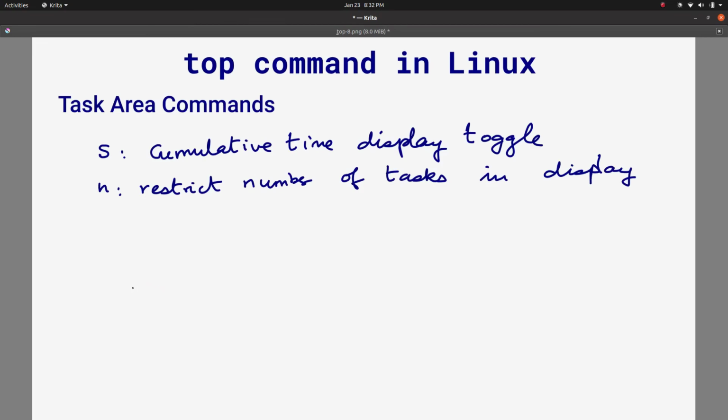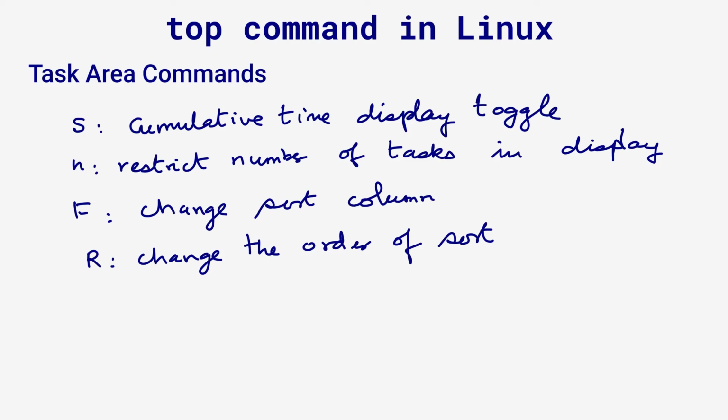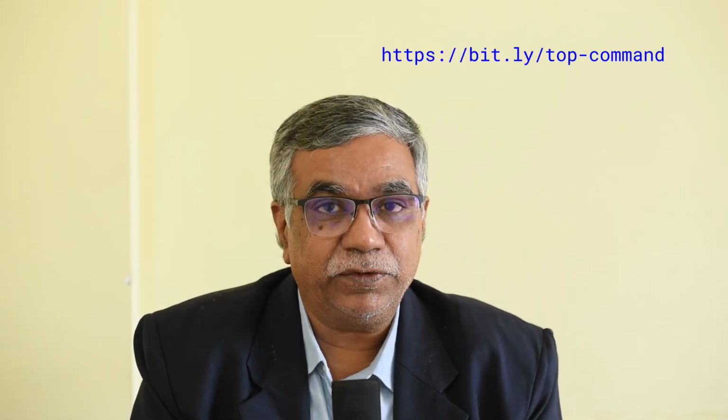With the N command, you can restrict the number of tasks shown. Normally, the number of tasks shown is such that the screen is filled. With uppercase F, you can change the sort column. With uppercase R, you can change the order of sort. By default, the sorting is in decreasing order, and with uppercase R, you can toggle it to increasing order and vice versa. And we come to the end of this video.